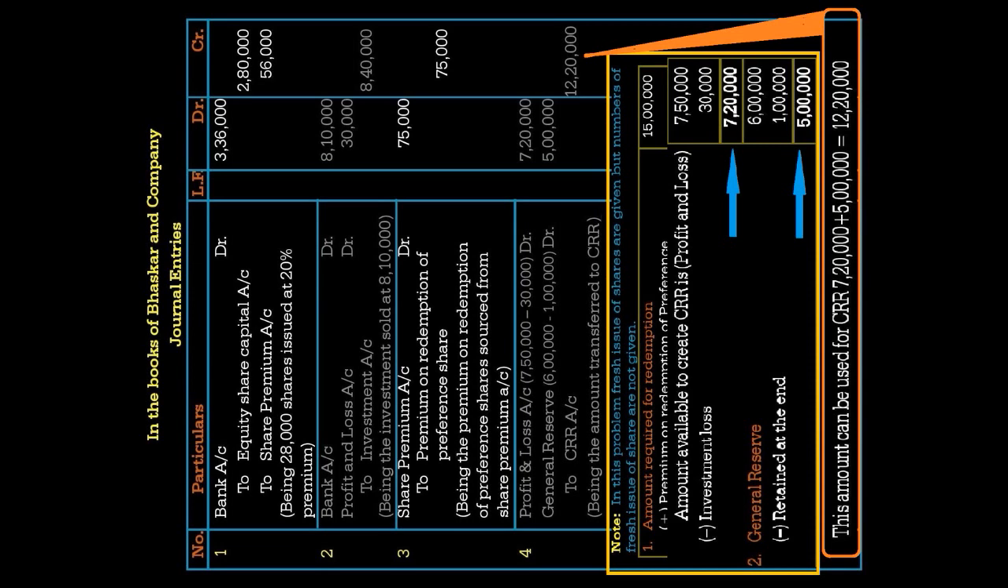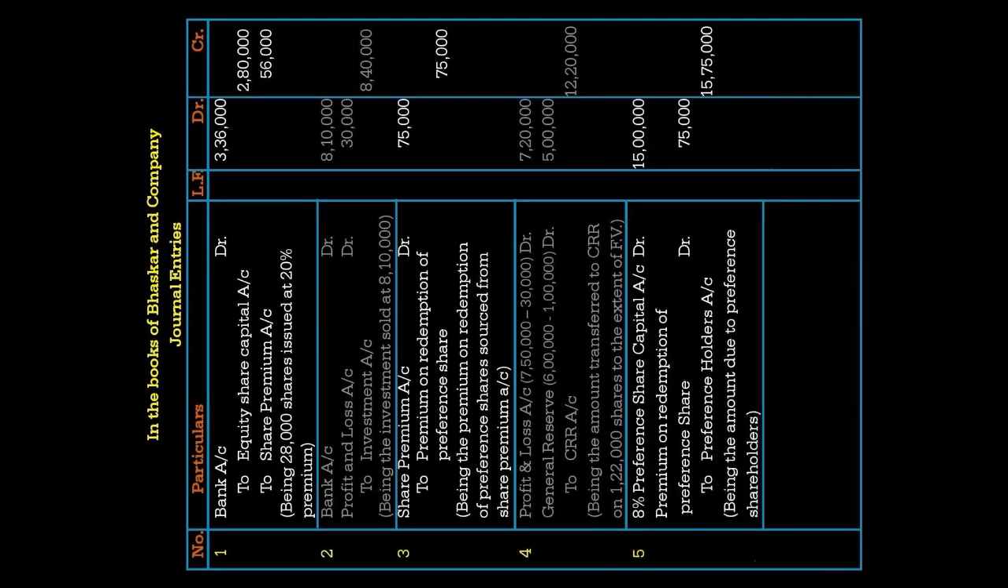General reserve 6 lakh is the balance sheet balance minus the 1 lakh rupees which we are going to continue in the reserve account, so 5 lakhs. So totally 12,20,000 we got from divisible profit, that is profit and loss account and reserve, that we transferred to CRR account. CRR account means capital redemption reserve account, being the amount transferred to CRR.